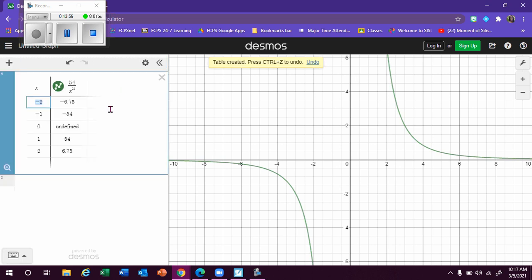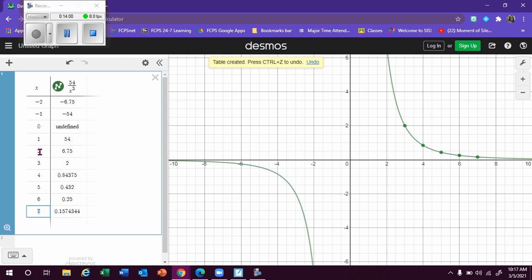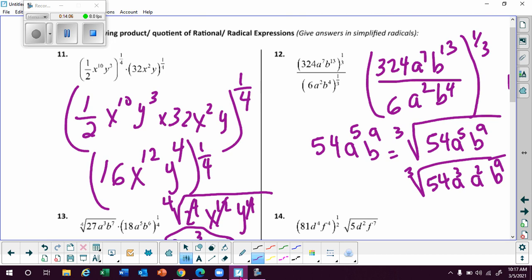I'll go to the table. And here you go. You go down, down, down. Yep, it's less than 1. So 3 times the cube root of 2 is what comes out of it. Now I know 54 can be factored as 3 times the cube root of 2. So 3 is outside. A3 comes out as 1a.